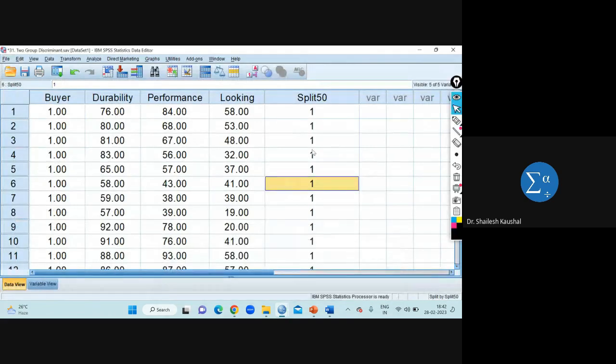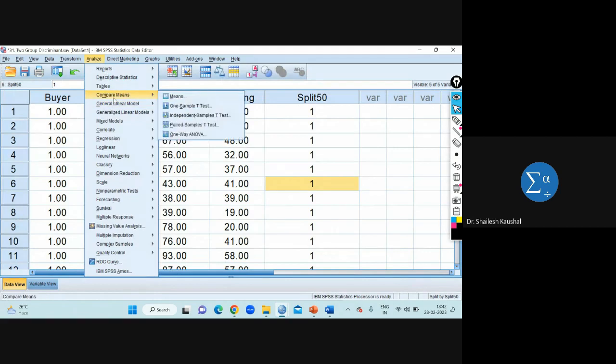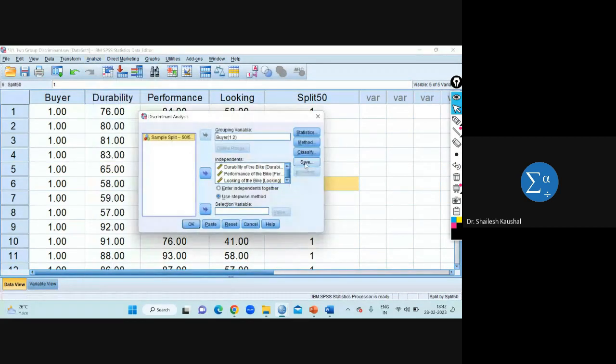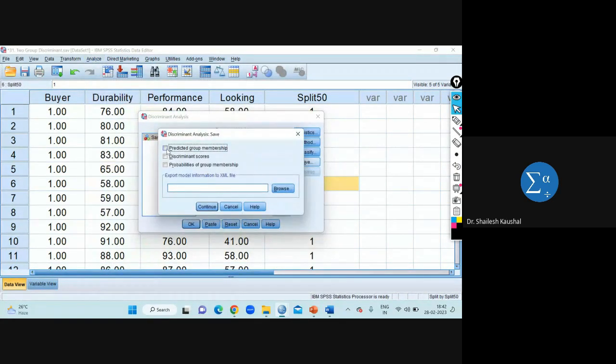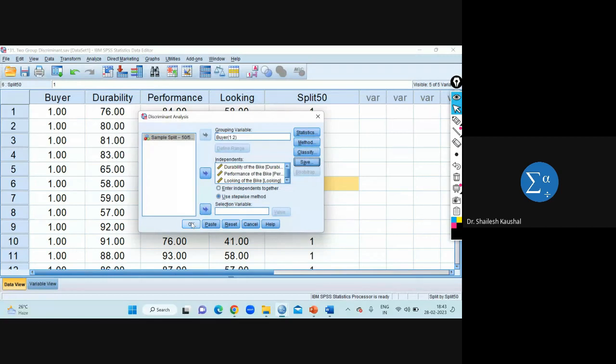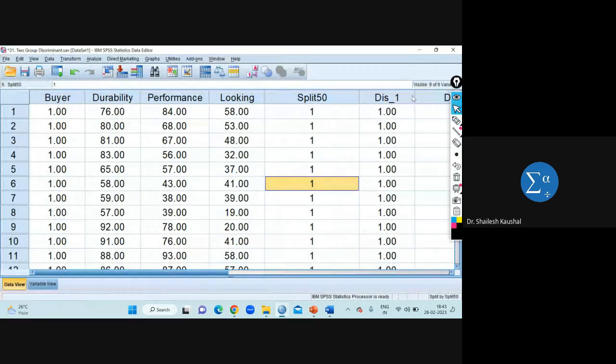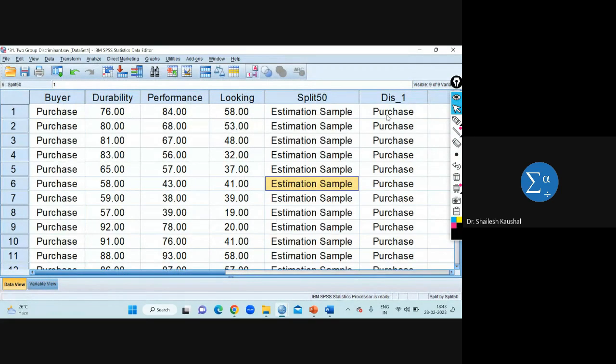Now you can see the results. We can save the results also here. Go to Analyze, Classify, Discriminant, and save the predicted group membership, discriminant score, probability of group membership, and then continue. After continue, you can save the score of all the 80. Yes. Now you can see the discriminant, purchase.